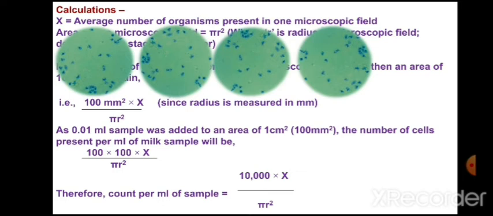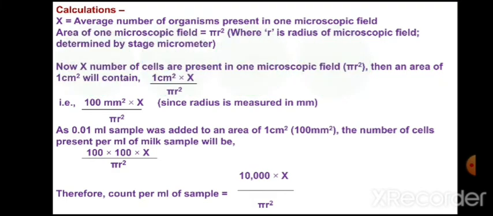So that average value means, if it is x, then x1 plus x2 plus x3 plus x4, x5, x6, x7 up to x10, the sum of that divided by 10, will be the average number of organisms or somatic cells present in one microscopic field. This is how that will be your observation.